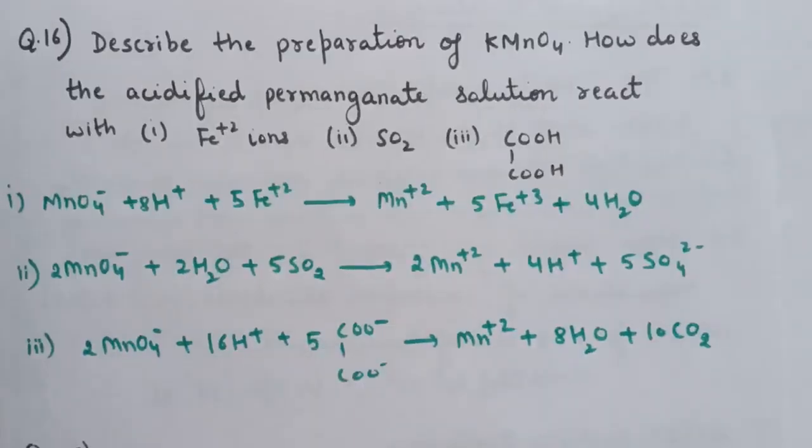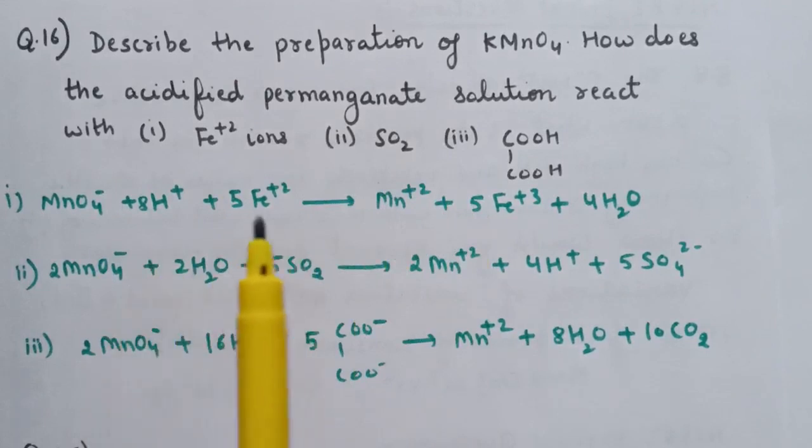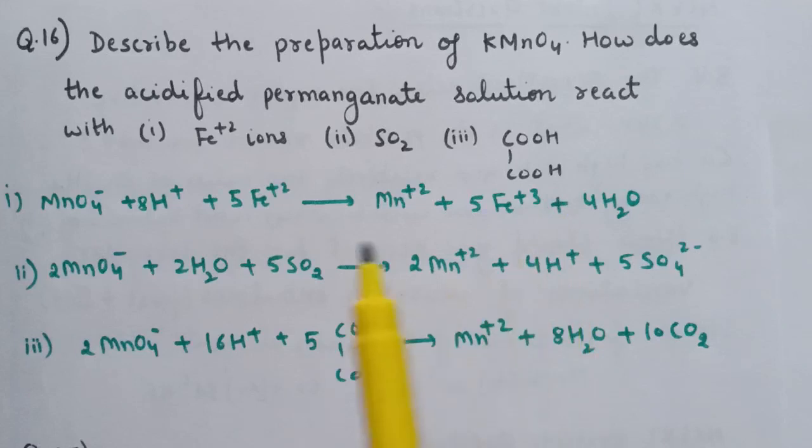Now next is question number 16. Describe the preparation of KMnO4. How does the acidified permanganate solution react with Fe+2 ion, SO2 and with oxalic acid? The preparation of KMnO4 we already discussed in the lecture, and this KMnO4 also acts as a strong oxidizing agent, and in acidic medium it will oxidize Fe+2 to Fe+3.